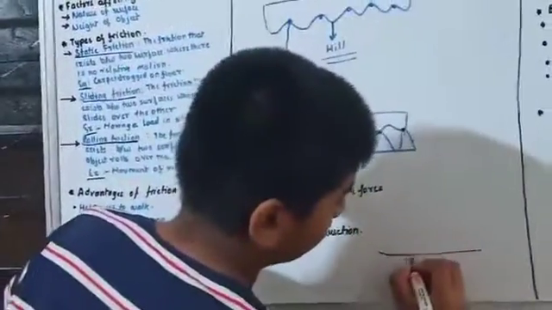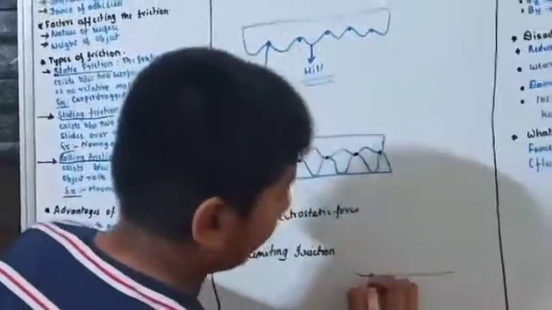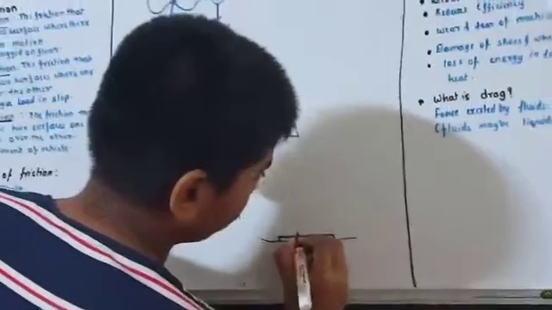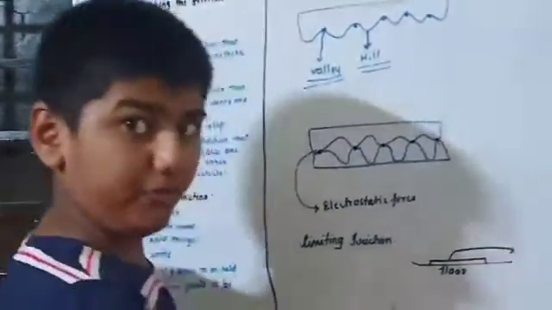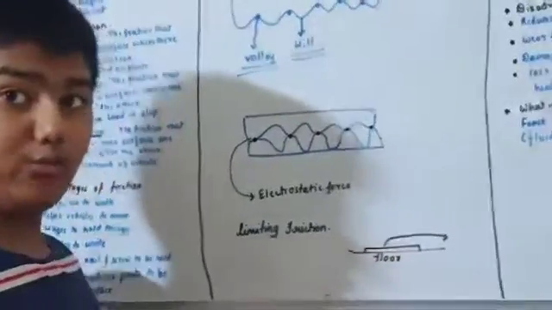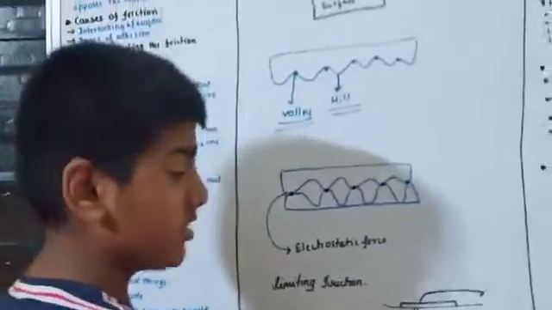Example of a carpet dragged on the floor. Suppose this is the floor and the carpet is being dragged from here to the other part of the floor. Here only the carpet will be moving and there will be no relative motion between them. So that is static friction.